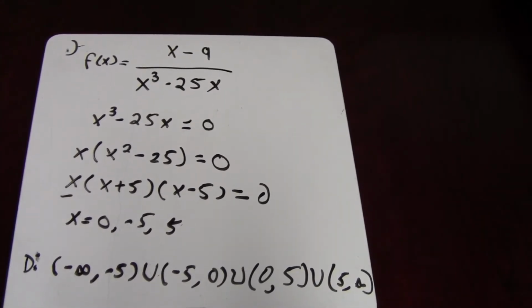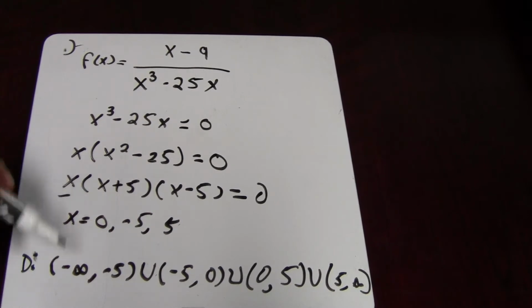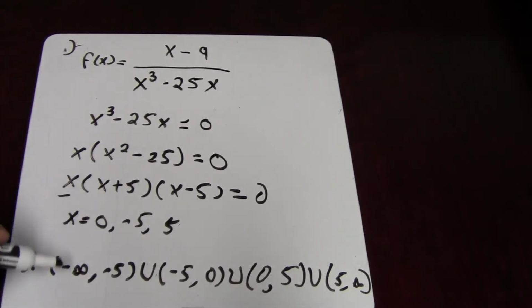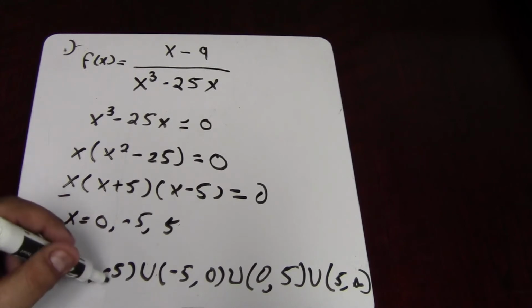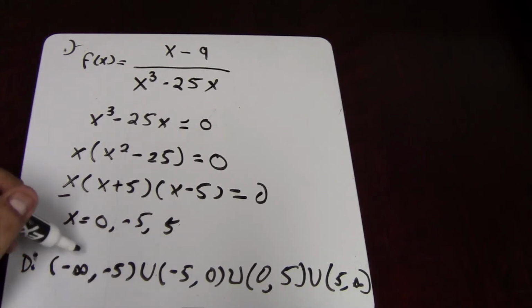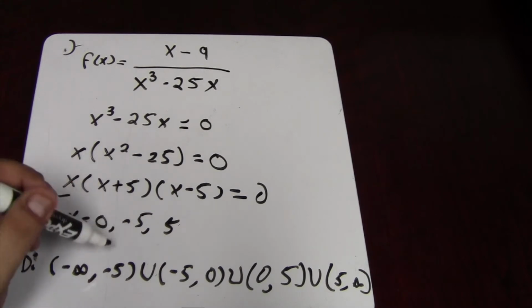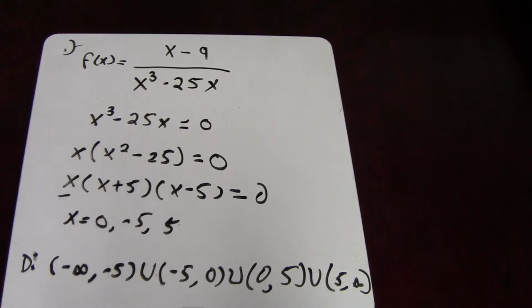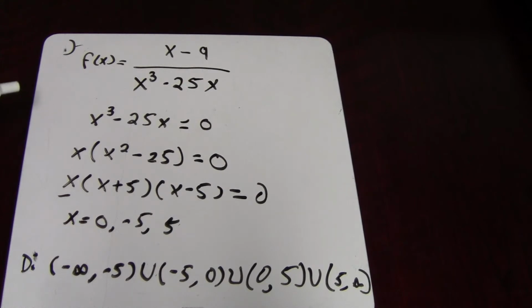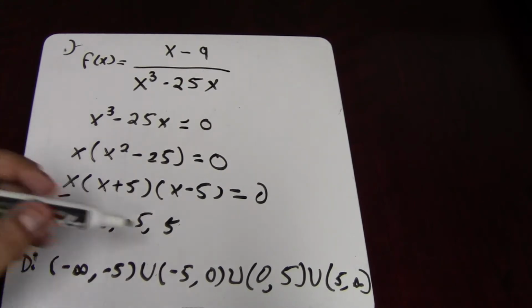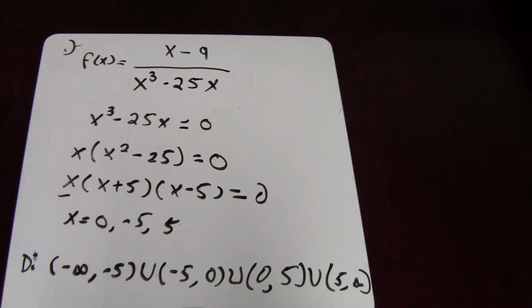Now let's just examine this really quickly. All numbers smaller than negative 5 are acceptable, so everything smaller than negative 5 is in the domain. Anything in between negative 5 and 0 is in the domain, except for negative 5 and 0. Then we go to 0. Again, everything in between 0 and 5 is in the domain, with the exception of 0 and 5. And then everything bigger than 5 is in the domain, with the exception of 5.